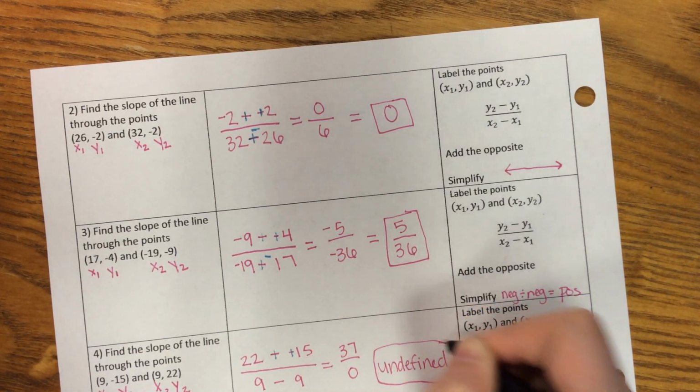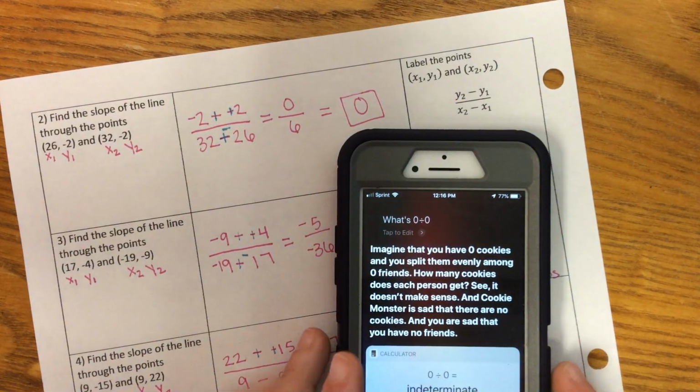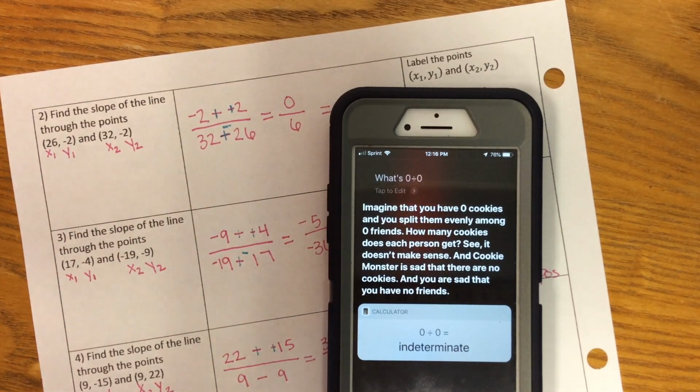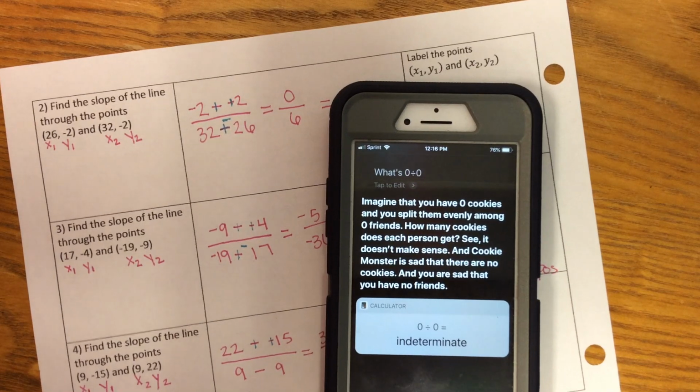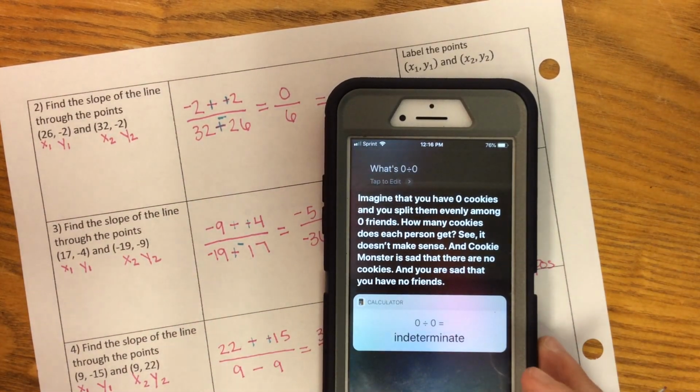It's a really fun thing to do to ask Siri, what's 0 divided by 0? Imagine that you have 0 cookies and you split them evenly among 0 friends. How many cookies does each person get? See, it doesn't make sense. And Cookie Monster is sad that there are no cookies. And you are sad that you have no friends. Oh, you have no friends.